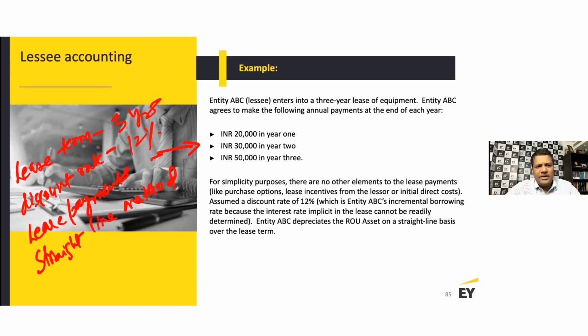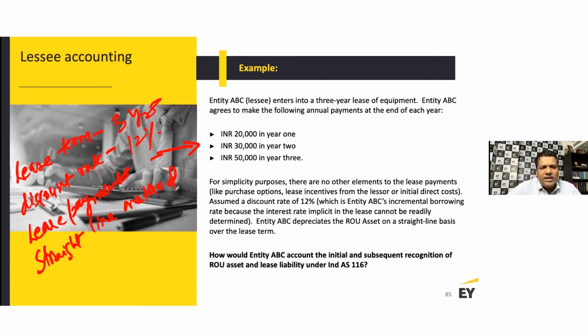Straight line method in a way for depreciation. Okay. Now the question is, how would ABC account the initial and subsequent recognition of ROU asset and the lease liability under Ind AS 116? So what do I need to do here?